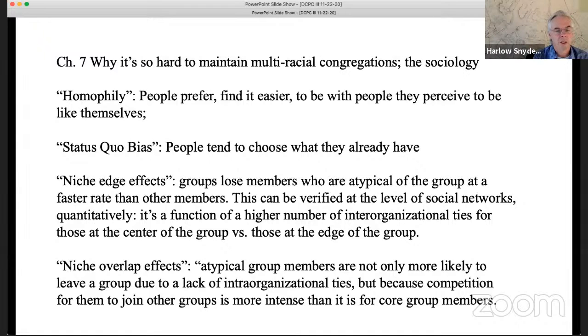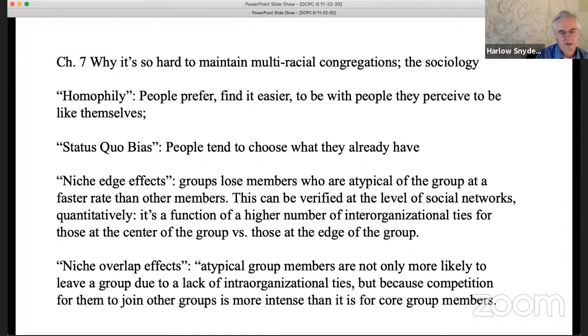And you can see this at the level of social networks, and again, even quantitatively, that people who end up drifting to the edge of a group have fewer intergroup relationships, and as a result tend to fall off the edge, and that competing groups actually become more attractive to people at the edge of other groups.